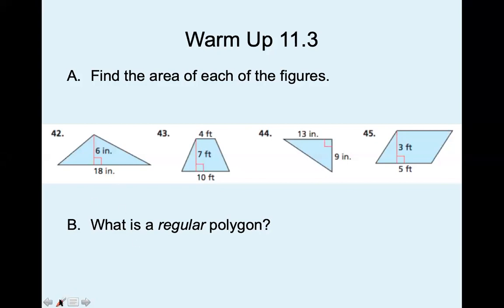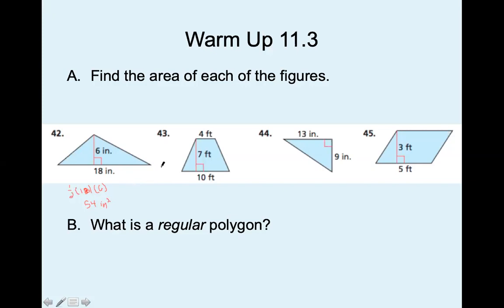Okay, welcome back. So our first figure is a triangle. To find the area of this triangle, we're going to have 1/2 base times height. So we should have 1/2 times 18 times 6. So 1/2 of 18 is 9. 9 times 6 is 54 inches squared.